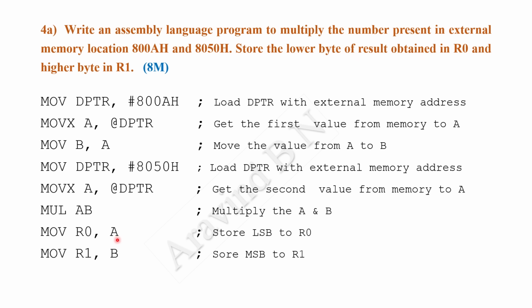So store the A value to R0 as they have asked, and then store the contents of B to R1. This is what has been asked in the question, and the same has been written. So try to understand the program in a simpler way.